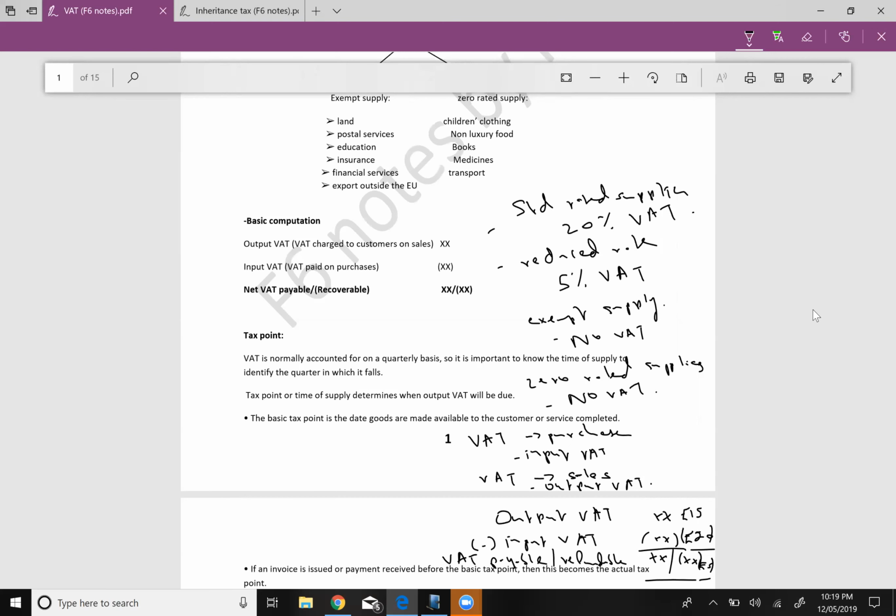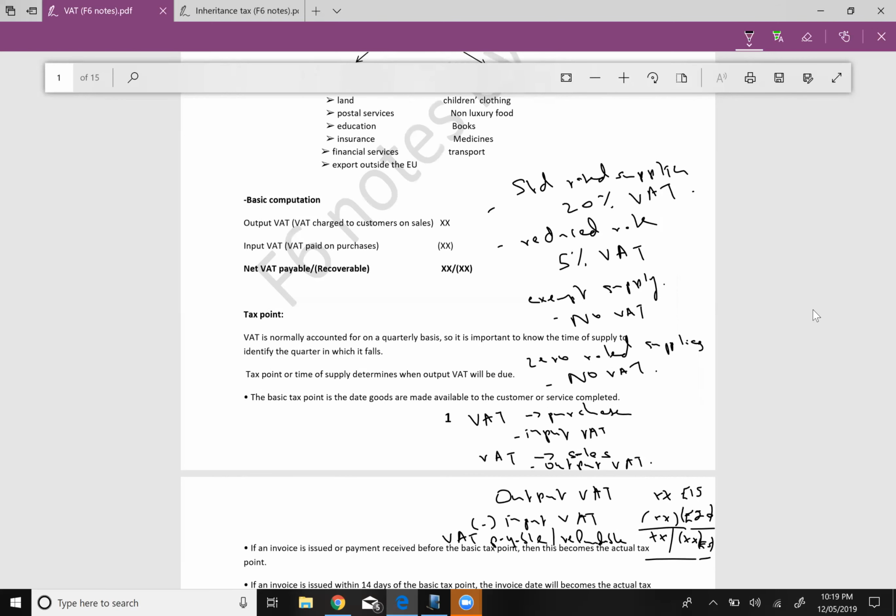On zero rated supplies, when you sell the goods to the consumers, you will not charge any VAT. The output VAT will be zero. But whatever input VAT you have paid on your purchases, all of that input VAT can be recovered. So that is the difference. On exempt supplies, no output VAT and no input VAT.